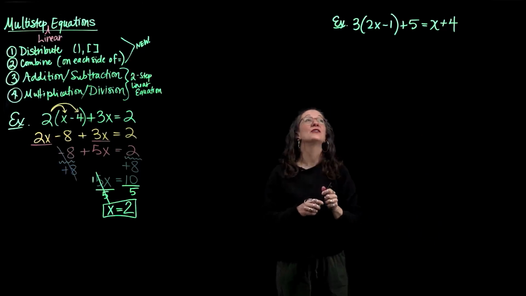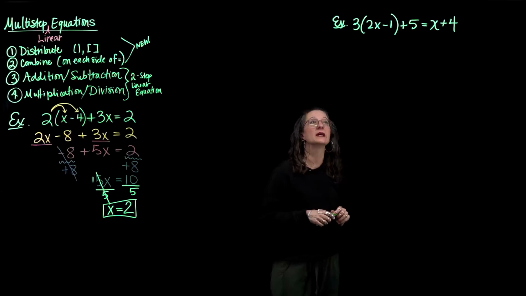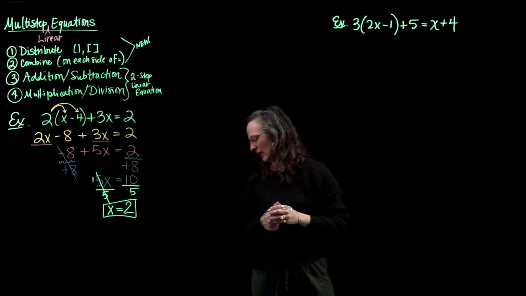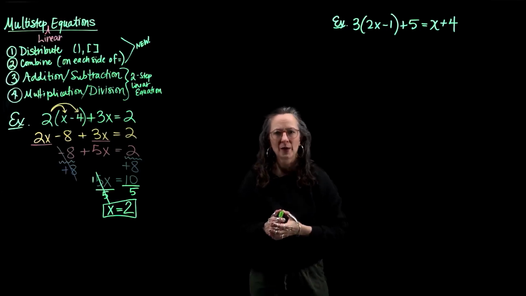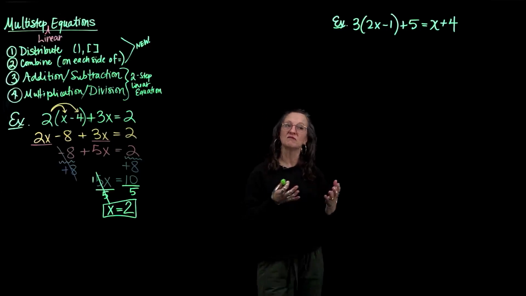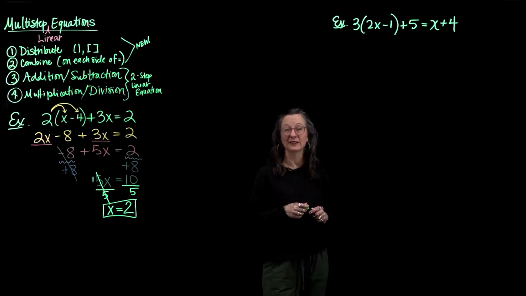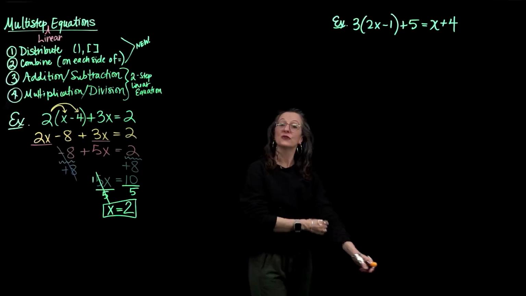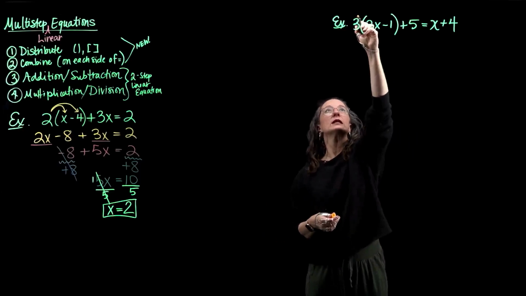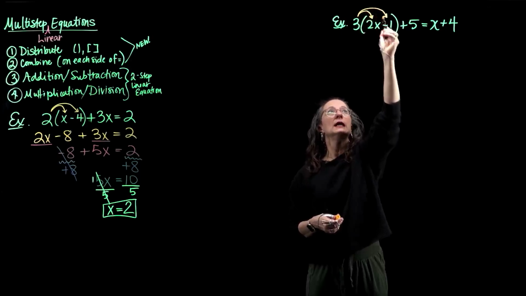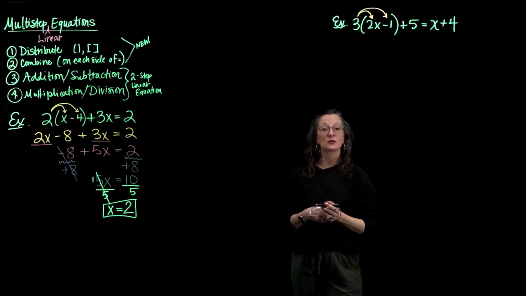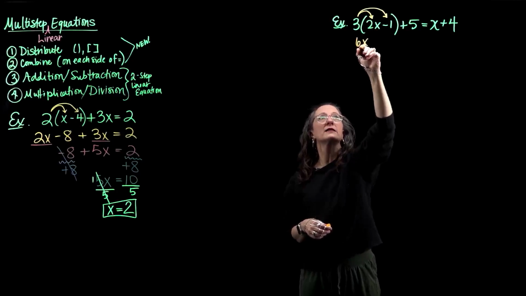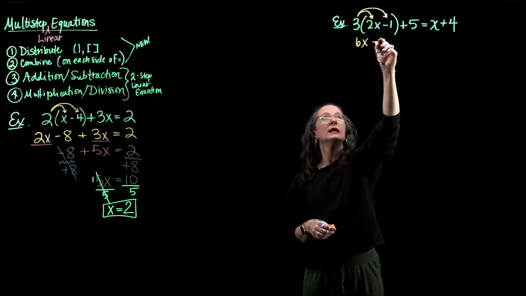All right, so I have 3 times parentheses, 2x minus 1, close parentheses, plus 5 is equal to x plus 4. And I always like to double check that I've got the problem written down right, because it's really easy to transpose something or lose the negative. All right, looking at our list of steps, remember the first step is to distribute. So we are going to distribute this 3 into both terms inside those parentheses. So we'll have 3 times 2x gives us 6x, and 3 times negative 1 is minus 3.